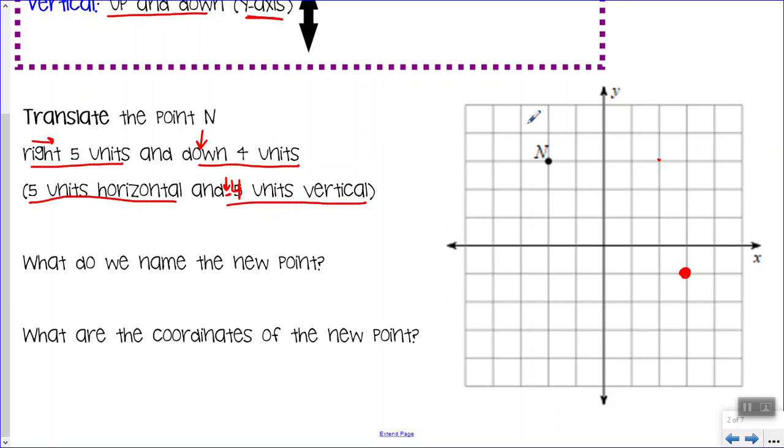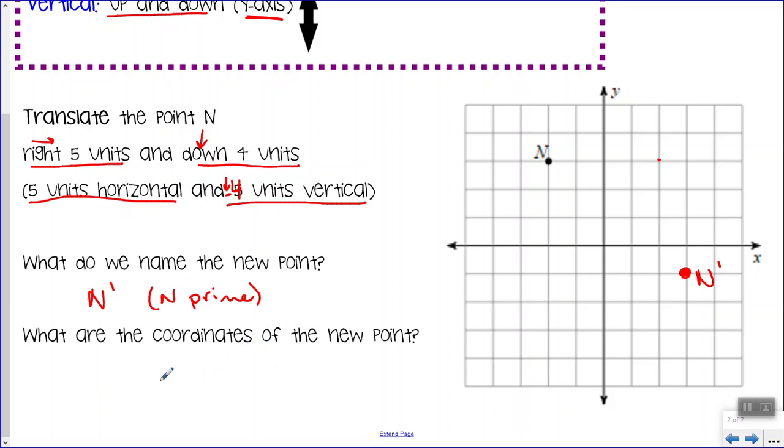And I'm going to draw my new point. And then since this is a translation of N, we're going to name it N, but with a little tick mark after it that we call prime. So we're going to name this N prime. I'm going to write that out here. So this is what we say, N prime.